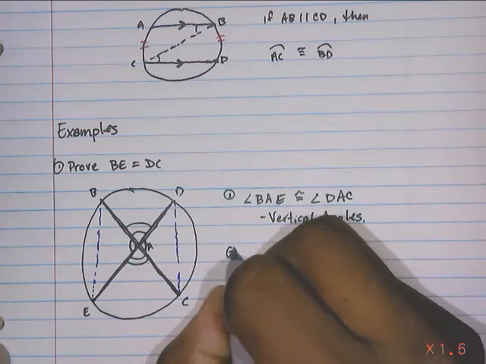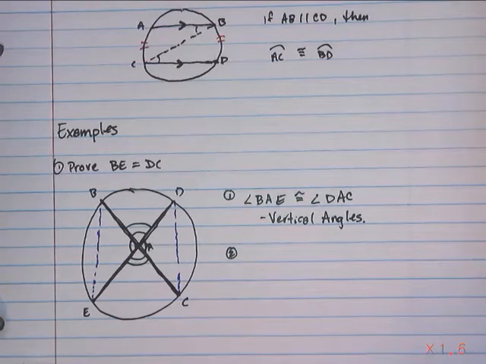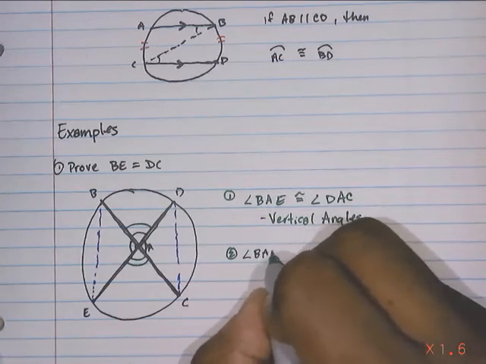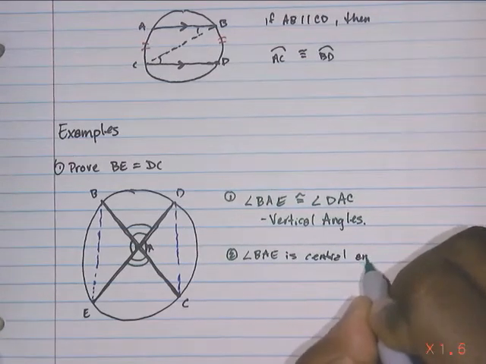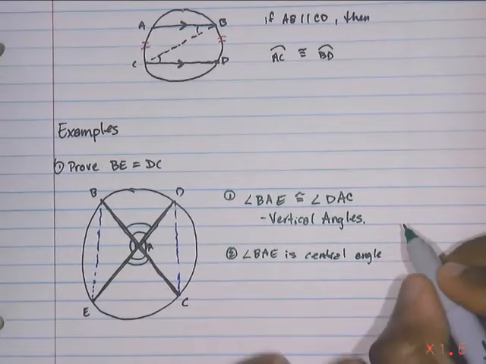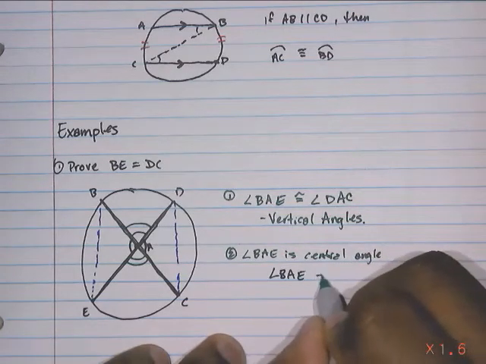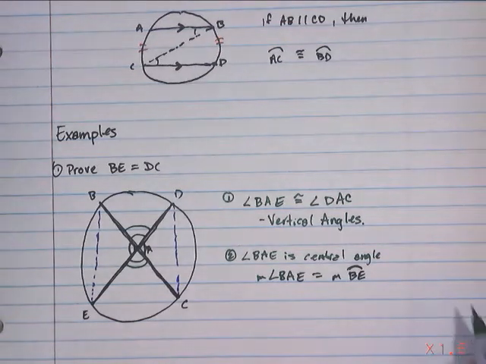Then I look for: are those vertical angles central angles? Are those vertical angles on the center of the circle? Remember, central angles are angles whose vertex is on the center of the circle. Angle BAE is a central angle. Why do I need these to be central angles? Because that means the measure of angle BAE is equal to the measure of arc BE.